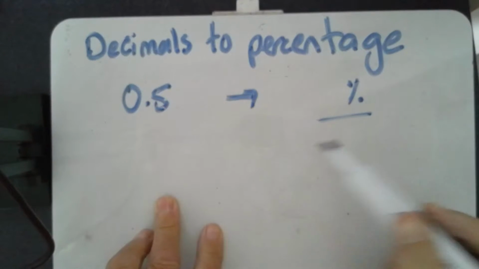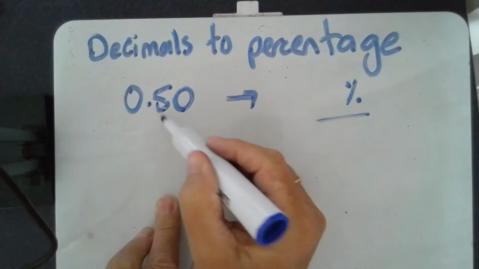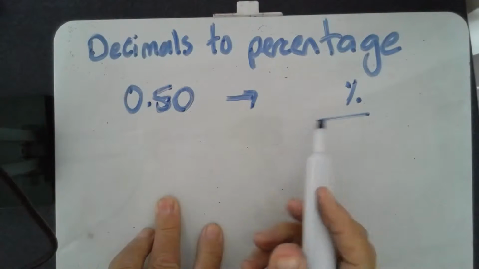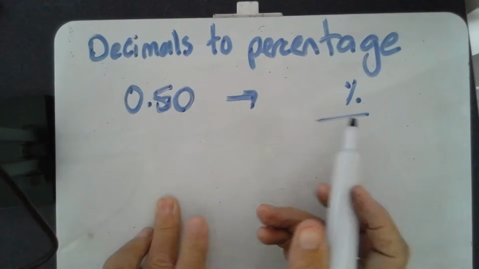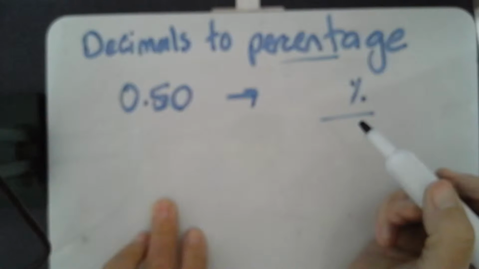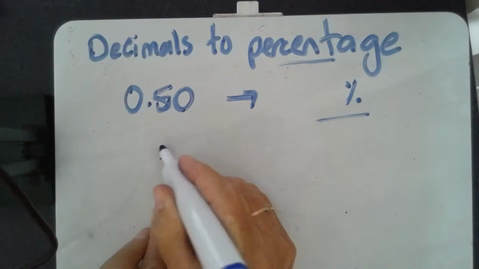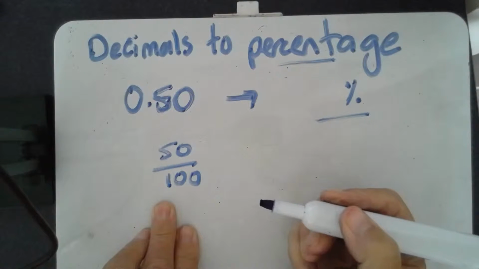So, like I said before, I always like to put in a 0 here so that we've always got two decimal places, and you'll see why that makes things a little bit easier later on. To go from a decimal to a percentage, percent actually means, cent means 100. So 0.50 is actually 50 out of 100, or 50 hundredths.